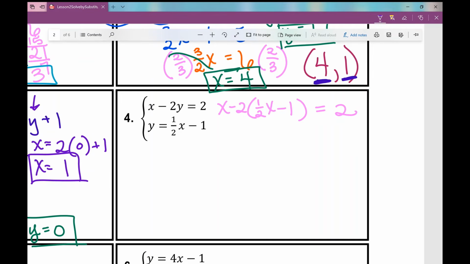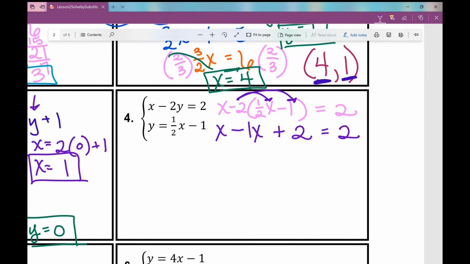And now what do I need to do? I need to distribute this -2 into each term on the inside of the parentheses. So x minus, what's half of 2? It's 1. So x minus 1x, and I'm just going to write it as a coefficient. You don't have to write that 1. The -2 times -1 is +2 equals 2.